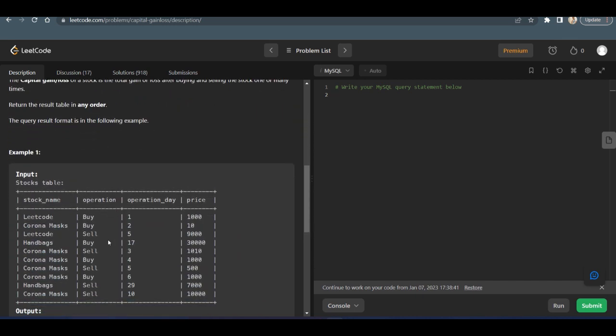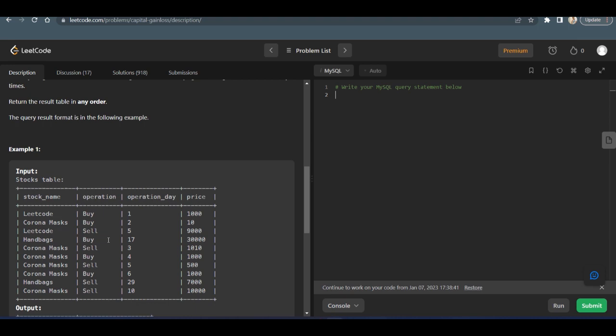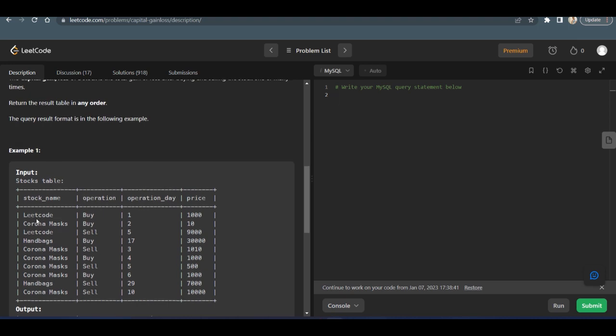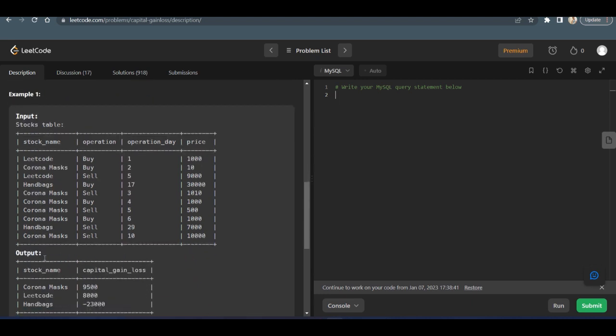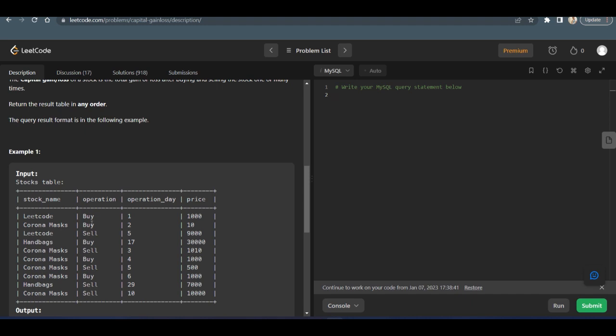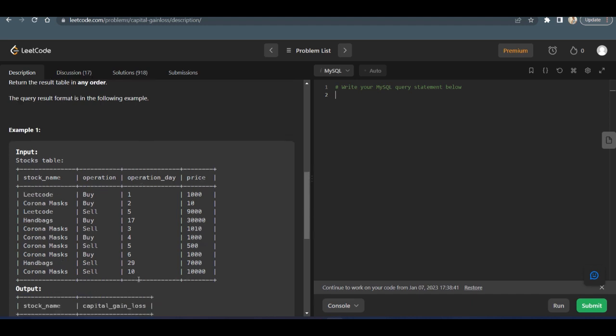So this is the example input table for the stocks table. I can see the distinct stock names as Leetcode, Corona mask and handbags. These three I can see. The operations are as usual buy and sell. These are the operation days. I think the operation day attribute is not much needed in our query processing, but the price attribute and the stock name attribute are important for our final query output. Let's ignore the column operation day.